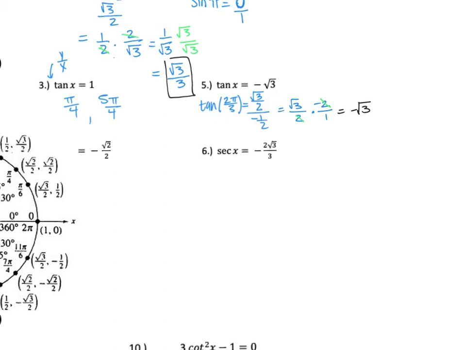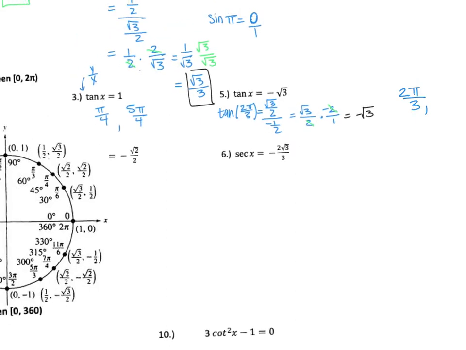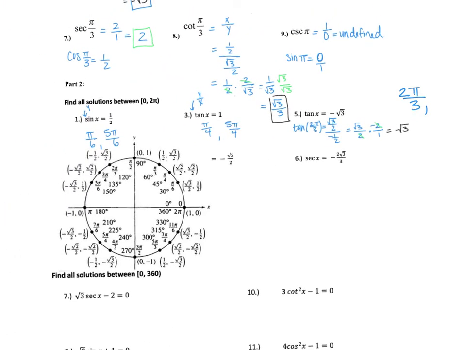So this works. So 2 pi over 3 is one of the angles. So I'll write here 2 pi over 3 works. And I need to find an angle that also uses a root 3 over 2 for y. And that would be in this fourth quadrant. So root 3 over 2 would be right here, and the x needs to be a 1/2. And so it looks like 5 pi over 3 would also work.